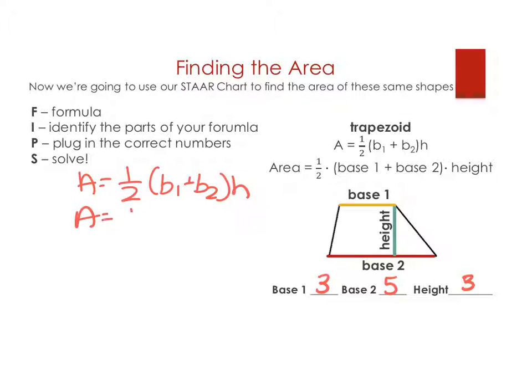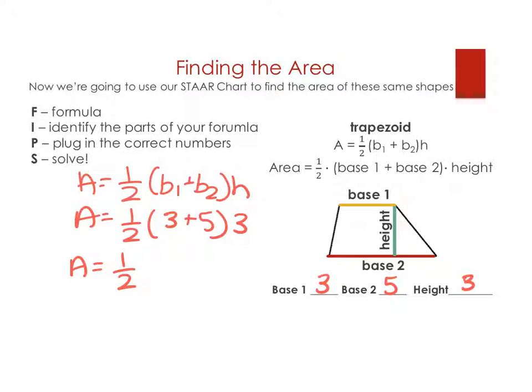So that's A equals 1/2, base 1 is 3, base 2 is 5, and height is 3. Notice I wrote the formula, then I plugged it in. I want you to do the exact same thing on your sheet of paper with your numbers, okay? So now I have A equals 1/2.